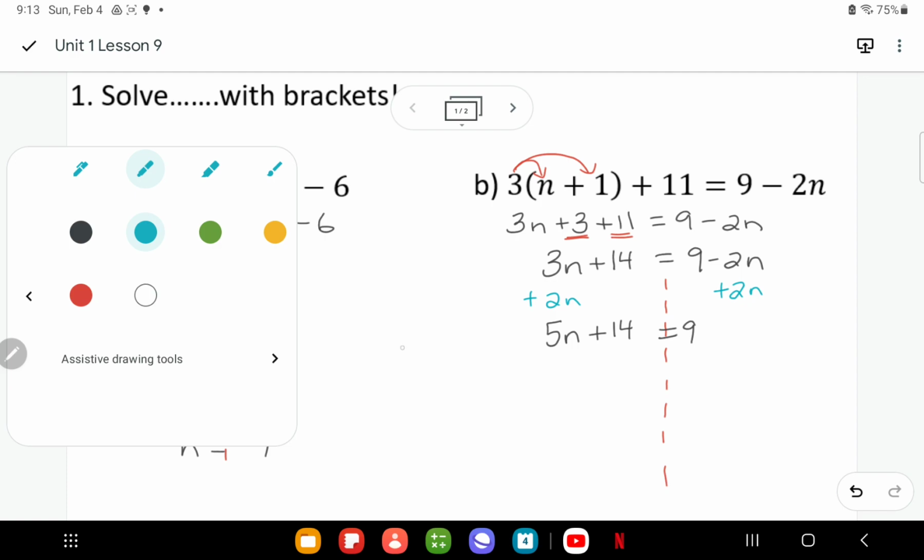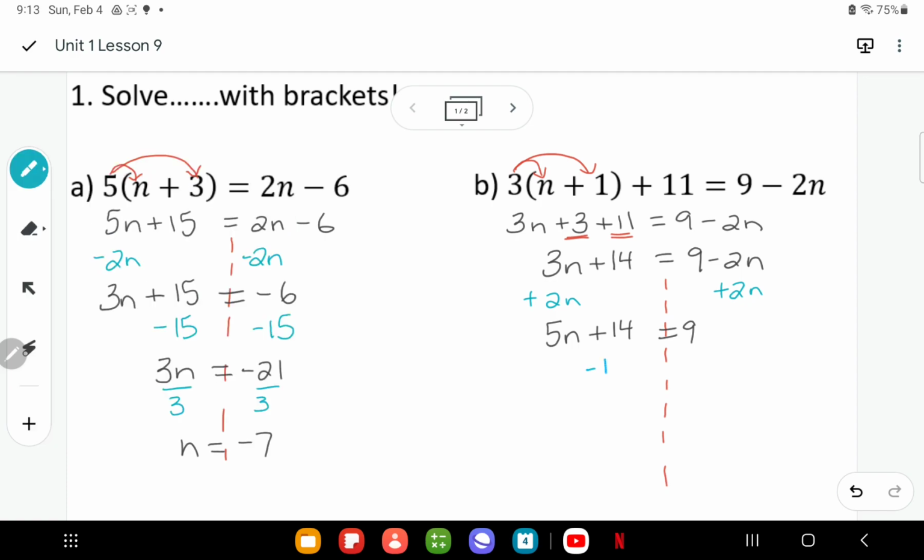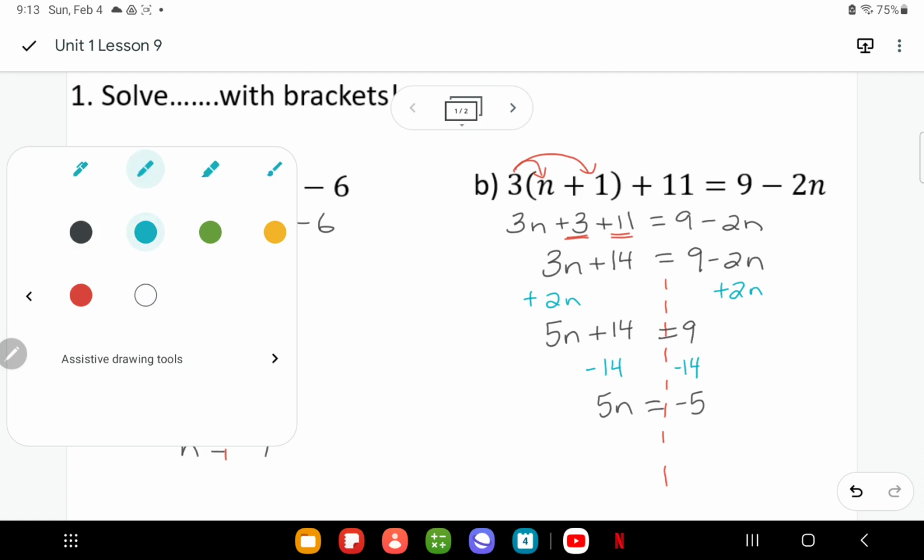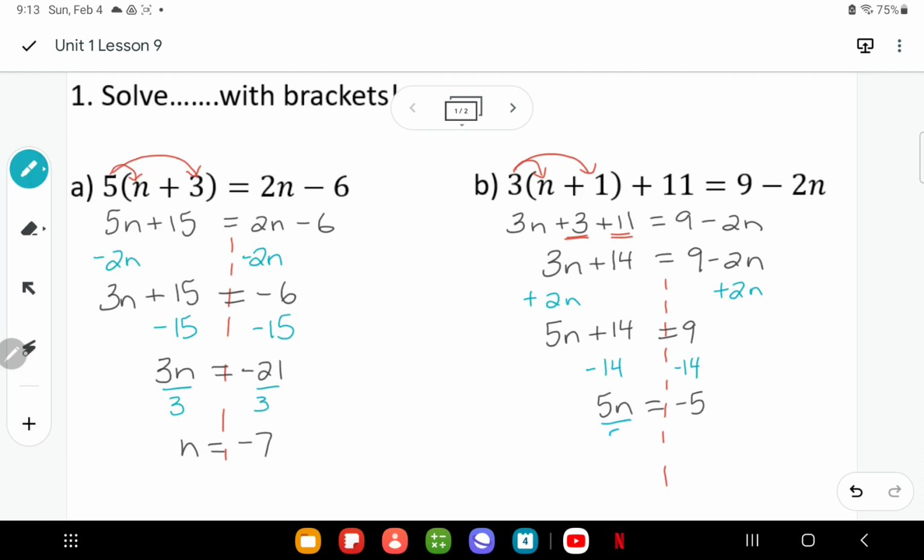Doing the opposite operation to get rid of the 14 now. Remember, opposite order of BEDMAS, subtract 14 on both sides, and I get 5n equals 9 take away 14 is negative 5. The very last step to solve here, I'm going to divide both sides by 5, and we would come up with n equals negative 1.